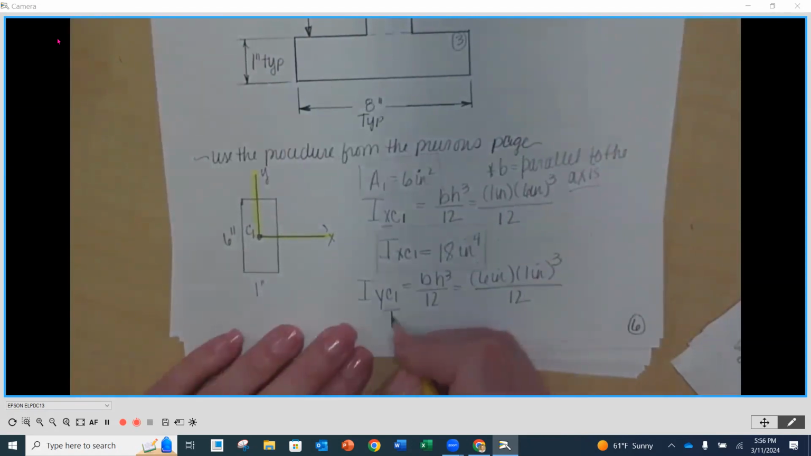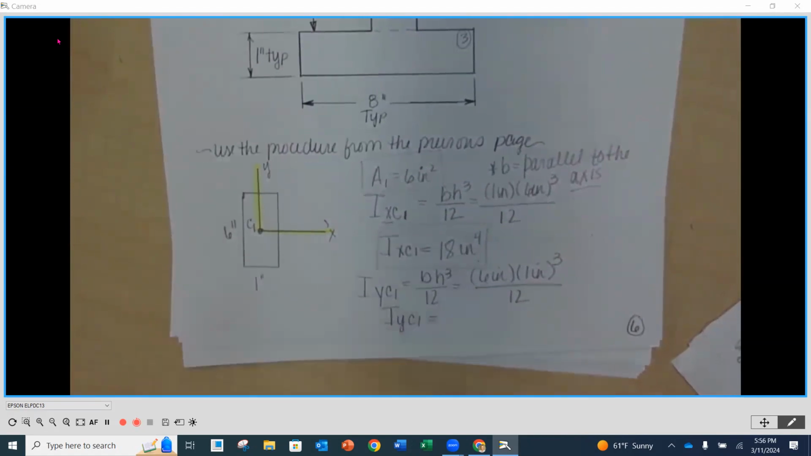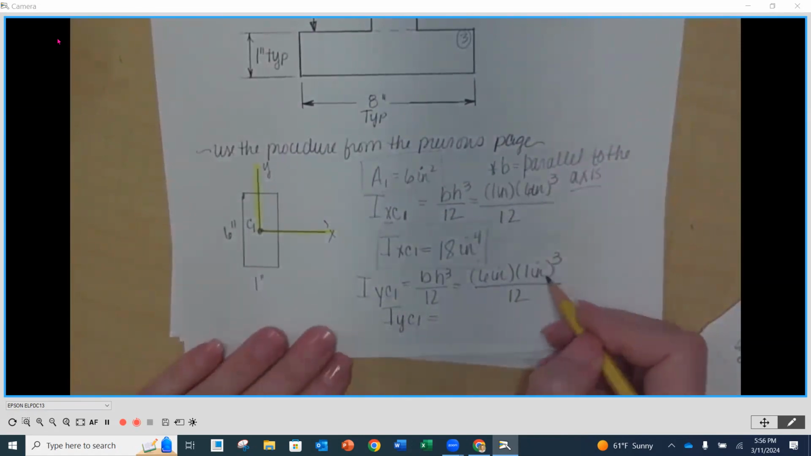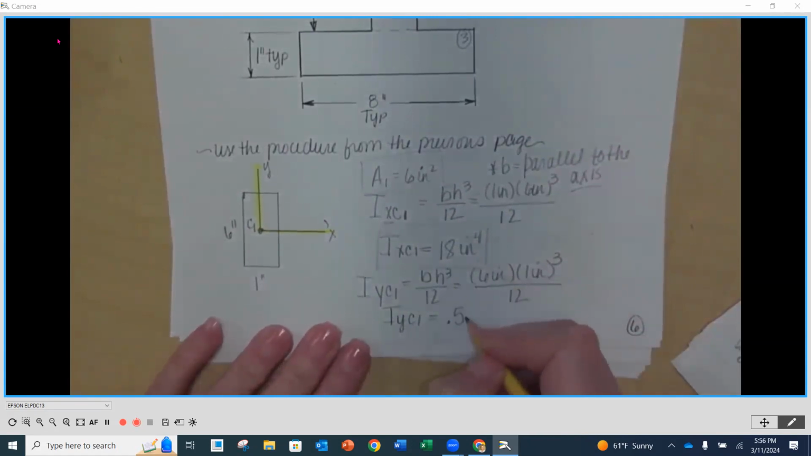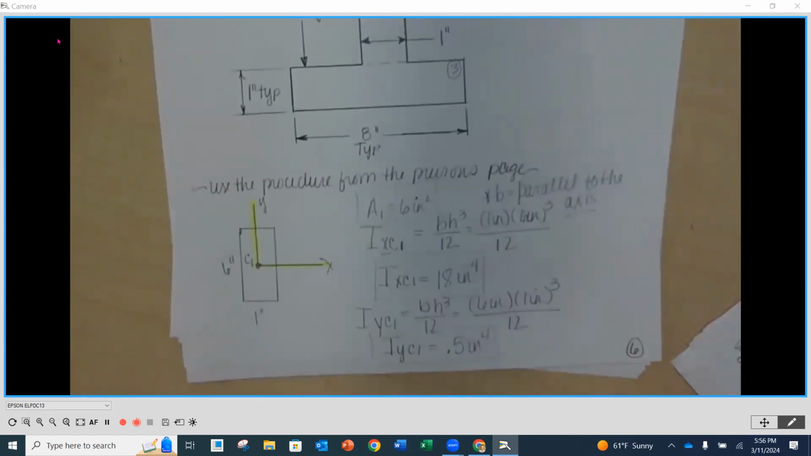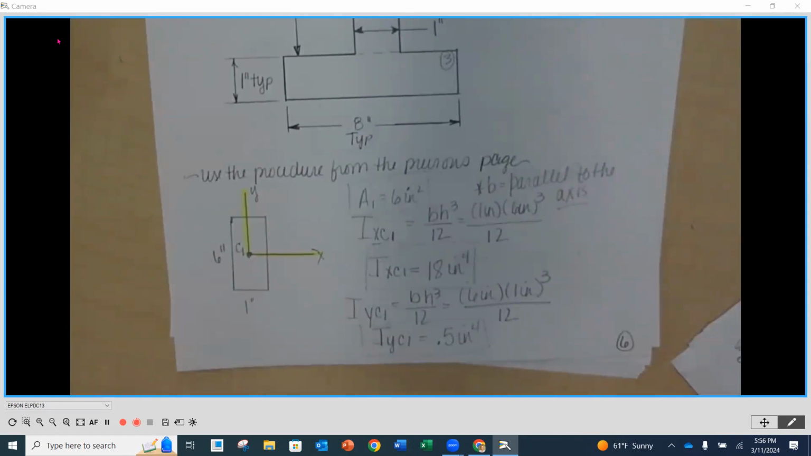Okay, so my IYC1, what do we get for that one? 0.5, yep. So it would be 1 cubed is 1 times 6 divided by 12. So 0.5 inches to the 4th. Good. Any questions right now on that?